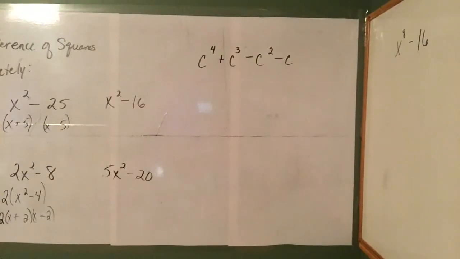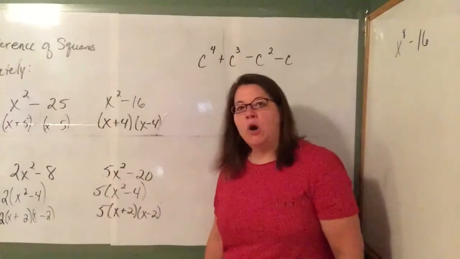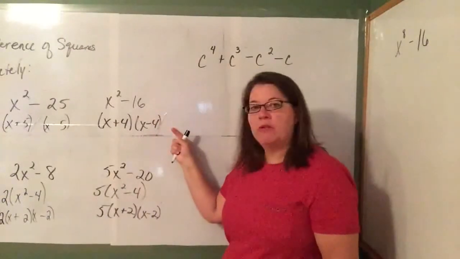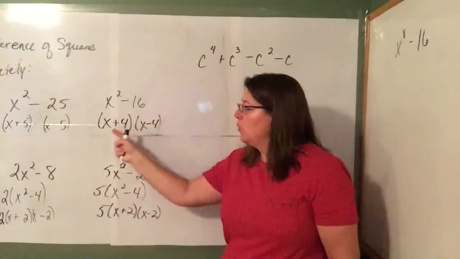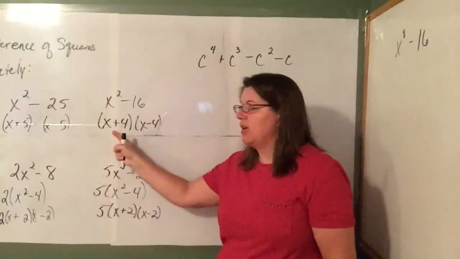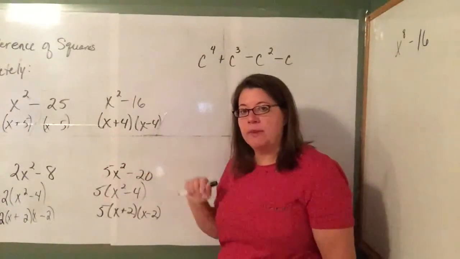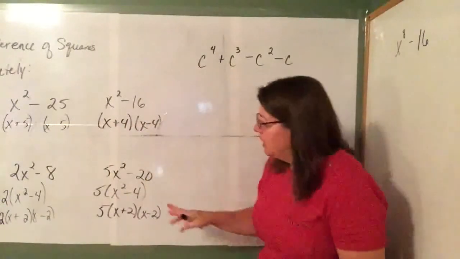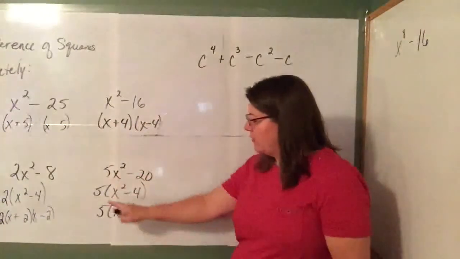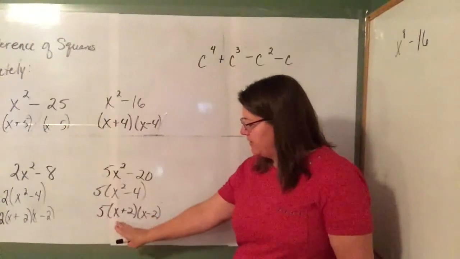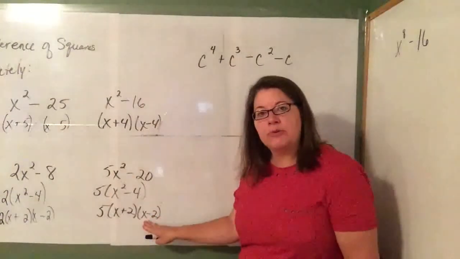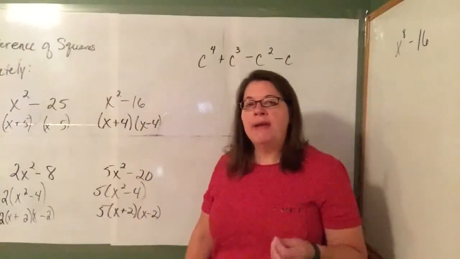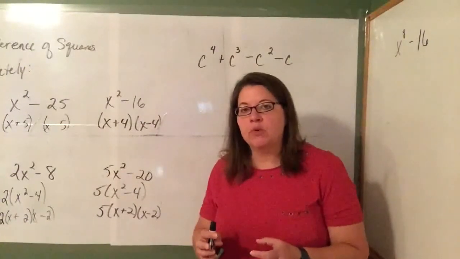Okay, hopefully you've had time to do those. x squared minus 16 would give you x plus 4 times x minus 4. The order of those doesn't matter. You could put the x minus 4, then the x plus 4. That doesn't matter a bit, as long as you have both of those exact factors, you're fine. For 5x squared minus 20, I brought a 5 out first, and then I have 5 times x plus 2 times x minus 2.